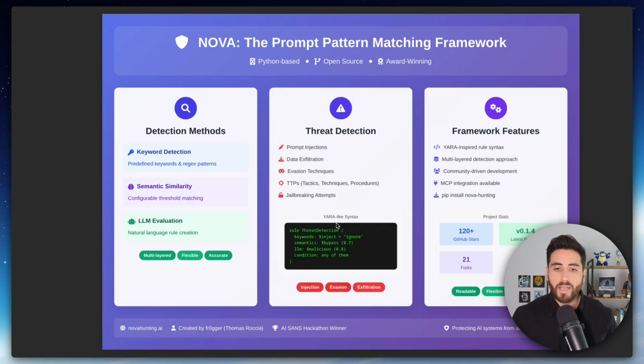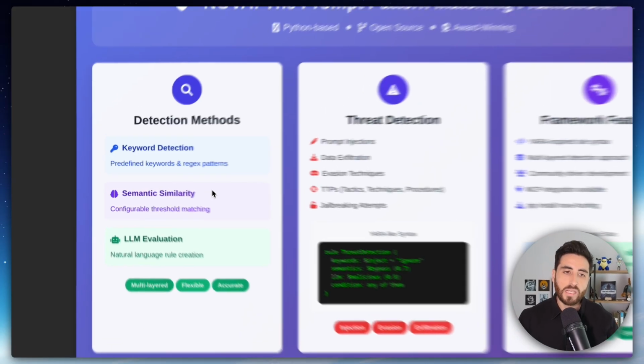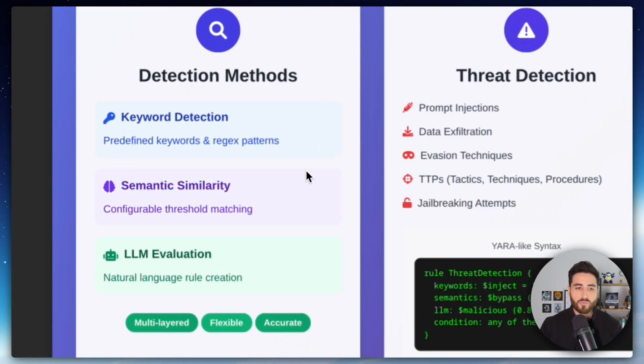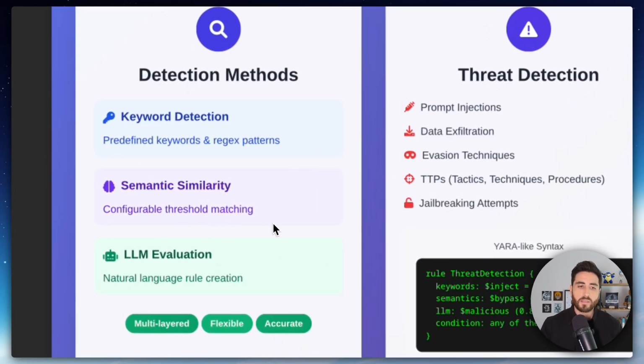So Nova is basically using the same YARA structure grammar, except in that case, I'm using keywords detection, which is using predefined keywords or sentences, and also regex to match on a specific prompt pattern. This is a strict matching. I'm also leveraging semantic similarity, which is basically detecting or matching a prompt based on the meaning of the prompt itself. So you can define how the semantic meaning can be created.